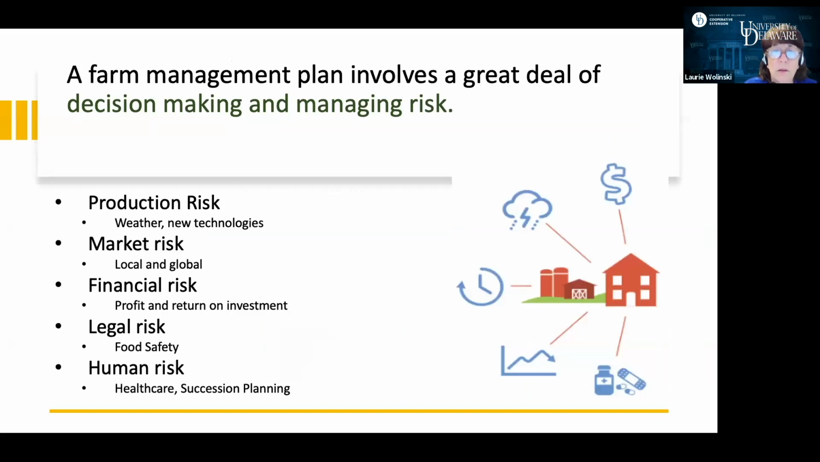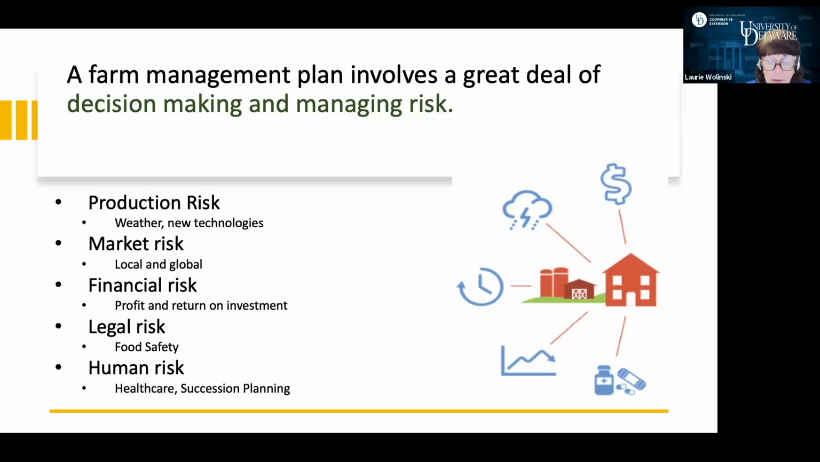So a farm management plan involves a great deal of decision making and managing risk. And as you can see, there's all kinds of risks that need to be managed. Production risk, which would include weather and new technologies. Market risk, there's the local market and the global risk. Financial risk, profit and return on investment. Legal risk, there's a lot of risk about food safety now, or just having people on your farm. And then there's the human side of risk, healthcare and succession planning.